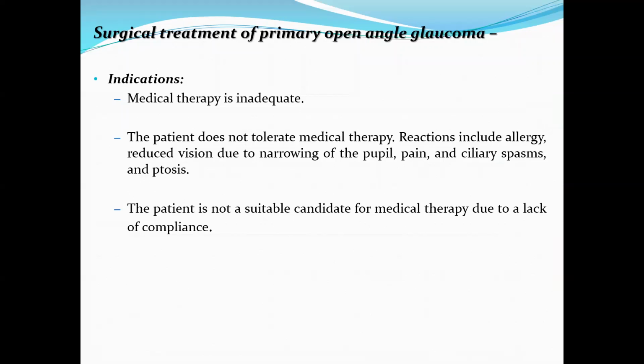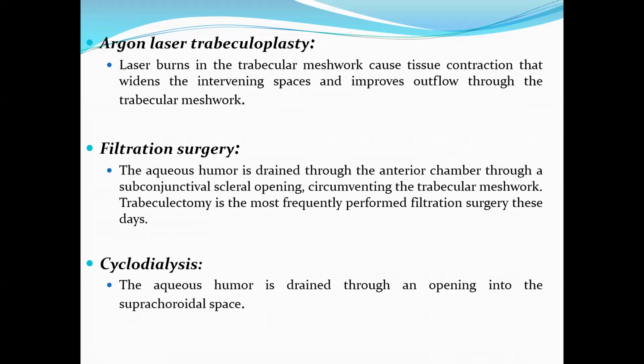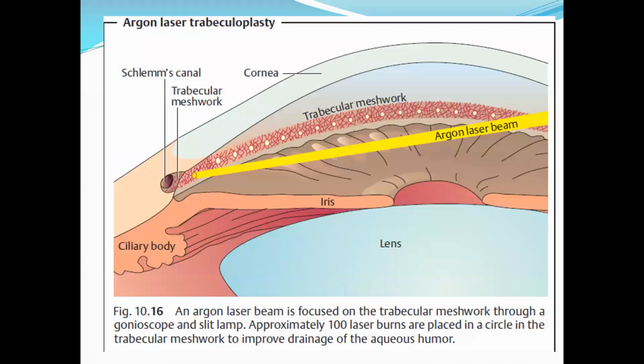Its medical therapy is inadequate. The patient doesn't tolerate medical therapy. Reaction includes such allergy, reduced vision due to narrowing of the pupil, pain and ciliary spasm, and ptosis. The patient isn't a suitable candidate for medical therapy due to a lack of compliance. Surgical treatments: there are argon laser trabeculoplasty, filtration surgery, and cyclodialysis.